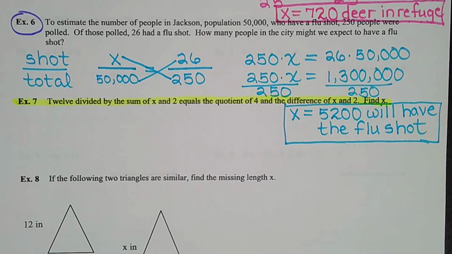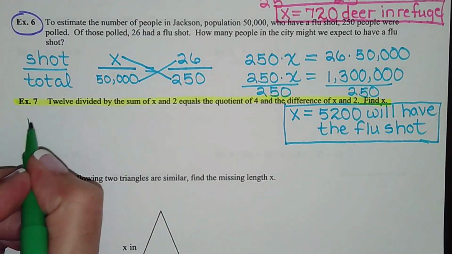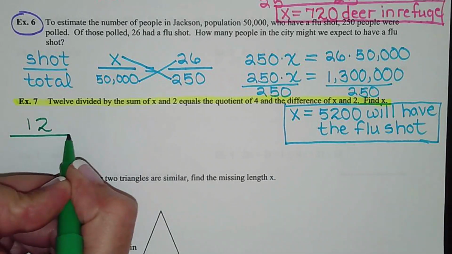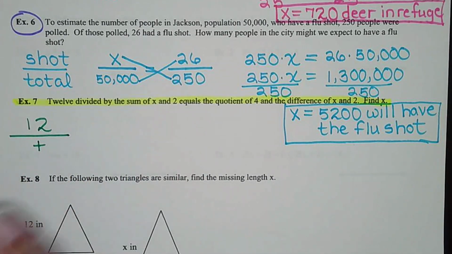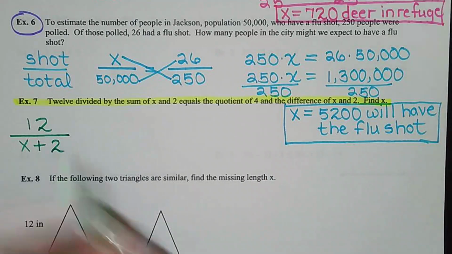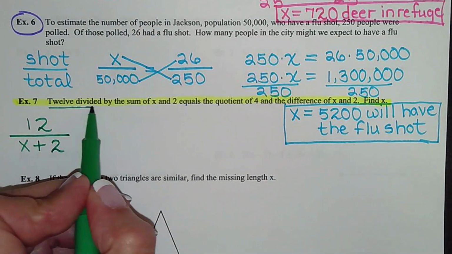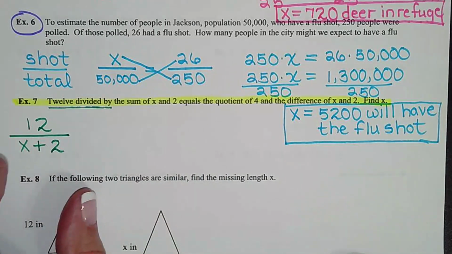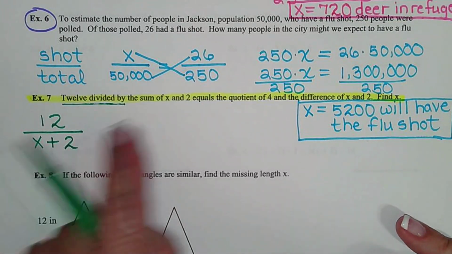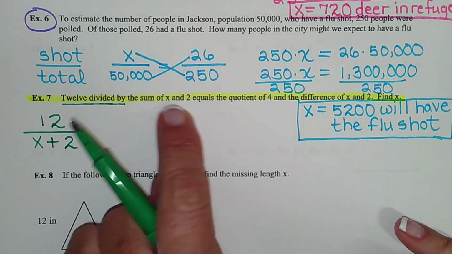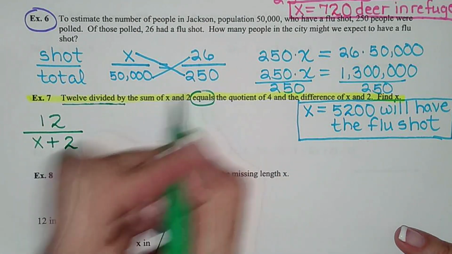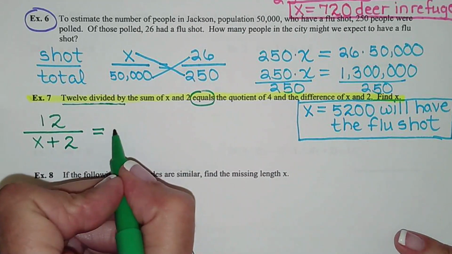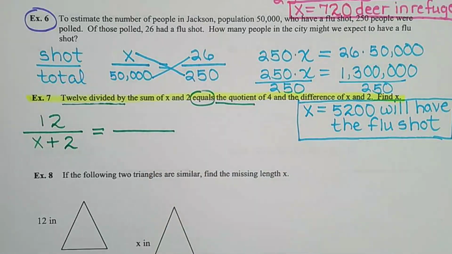So 12 divided by, so it's just one of those straight translations. 12 divided by, sum means plus, x and 2. X is first, 2 is second. So you just do exactly what we did before, just a couple words at a time. 12 divided by, sum means plus, there's your and, x is in front of it, 2 is after it. Equals, so put an equal sign in, the quotient, so we know quotient means division.